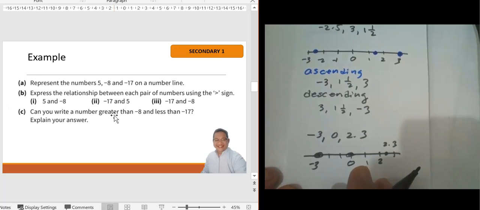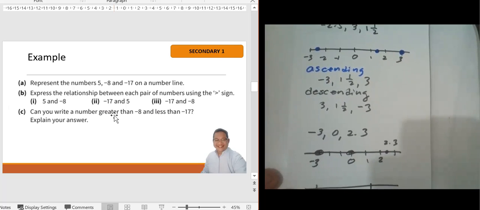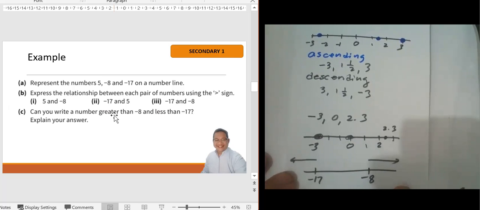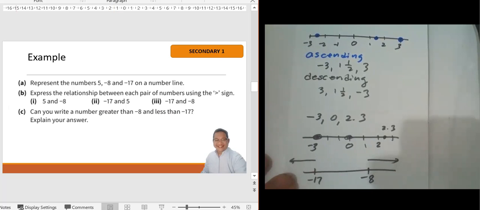Is that possible? Greater than -8 and less than -17. Let's try to, just for you to be able to see, that is your -8 and that is your -17. The question is, can you write a number greater than -8 and less than -17? The answer is, there is none. Why? Because it's impossible for a number to be greater than -8 and less than -17.